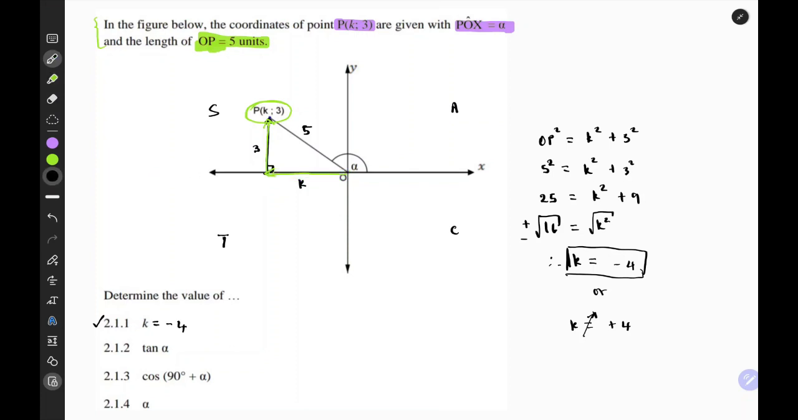x-axis. The second question wants us to find tan of alpha. So tan is a trig ratio, opposite over the adjacent side, and the opposite side to the angle is 3. You can see the opposite side to this is 3, whereas the adjacent side is negative 4, because we found k to be negative 4.